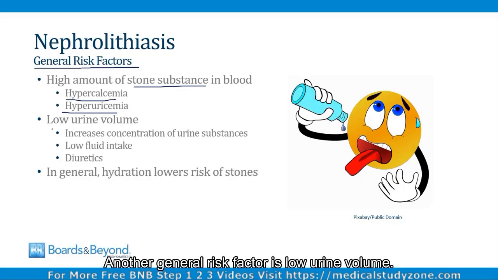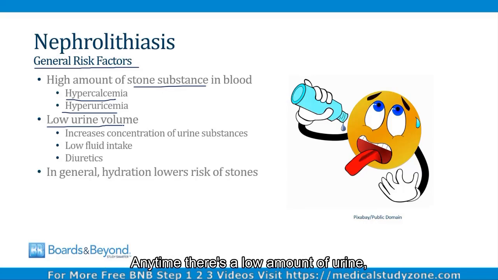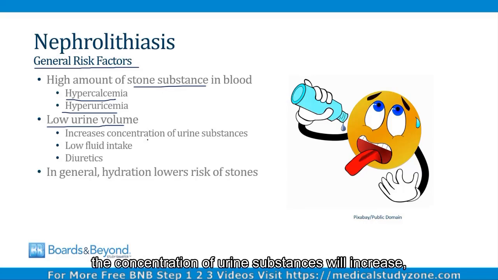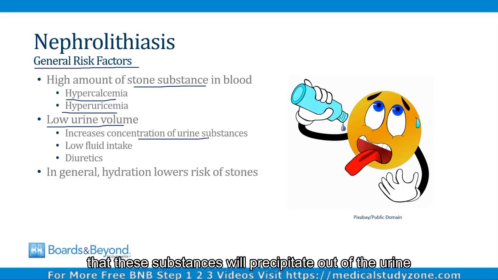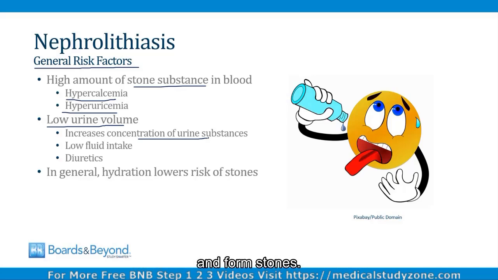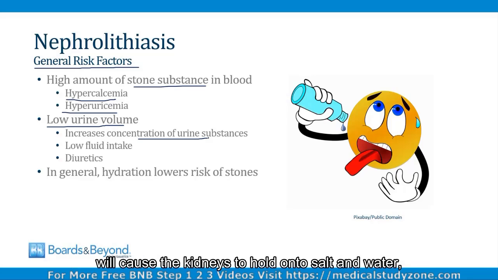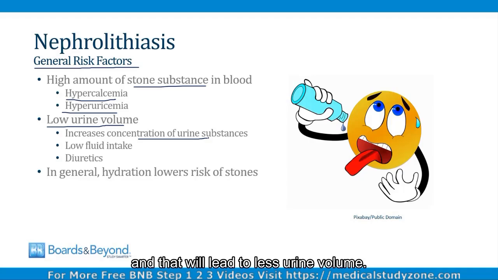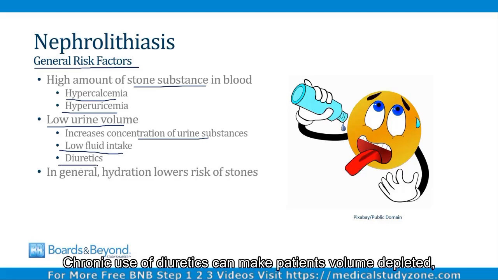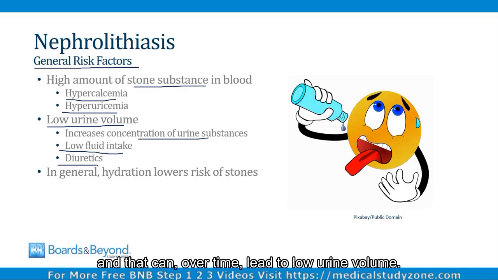Another general risk factor is low urine volume. Anytime there's a low amount of urine, the concentration of urine substances will increase, and this makes it more likely that these substances will precipitate out of the urine and form stones. And in general, anything that makes you volume depleted will cause the kidneys to hold on to salt and water, and that will lead to less urine volume. So for example, patients who aren't taking in lots of fluid, these patients often develop kidney stones because they have low urine volume. Chronic use of diuretics can make patients volume depleted, and that can over time lead to low urine volume.